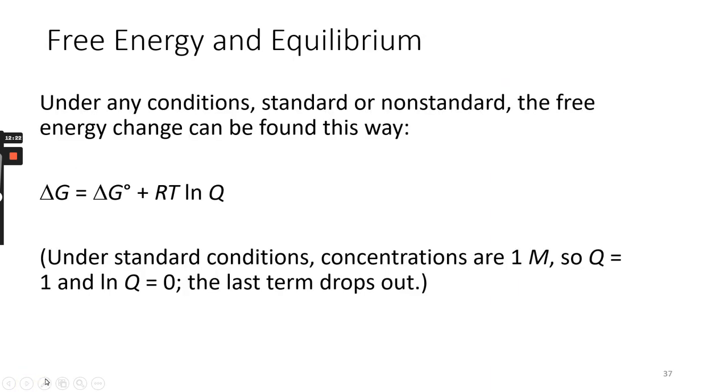So what about at equilibrium? Under any condition, standard or non-standard, the free energy change can be found using this relationship here, where delta G is equal to your standard delta G plus RT times the natural log of Q. Remember Q from our equilibrium chapter? It was the reaction quotient. R here has to be the R that has joules in it, so it's 8.314. Under standard conditions, the concentrations are 1, so Q would be 1. So the natural log of Q would be 0, and this term would drop out. So delta G at standard conditions is equal to delta G at standard conditions. That kind of makes sense.